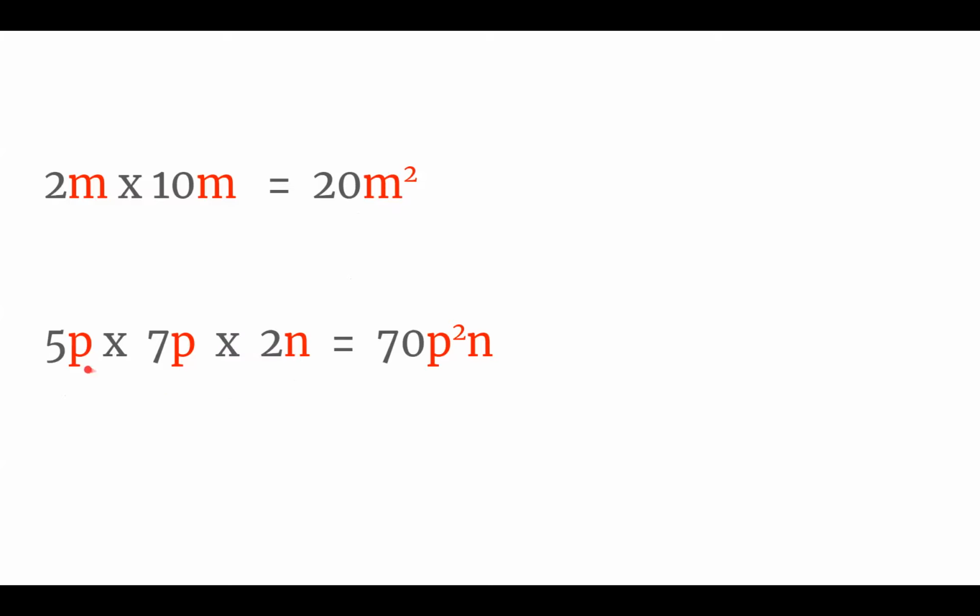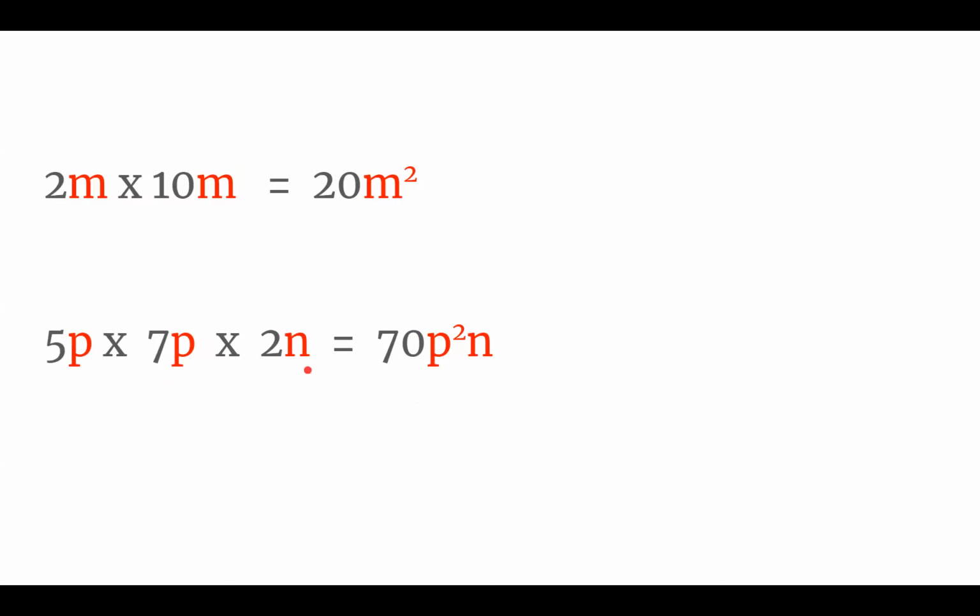Next case. I have three numbers which multiply to make 70. But there is something different. Over here, the variable is same in just two of the cases. So what I do, I just notice how many p's do I have to multiply. So there was p with a power of 1 and p with a power of another 1. So when I added the powers, I got p squared.